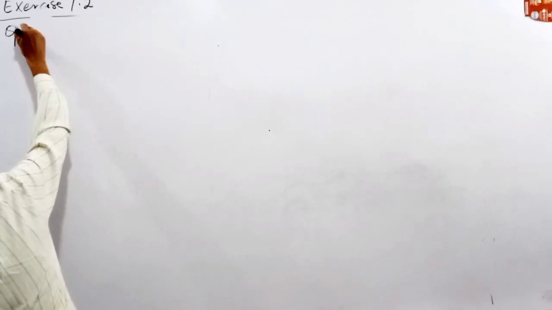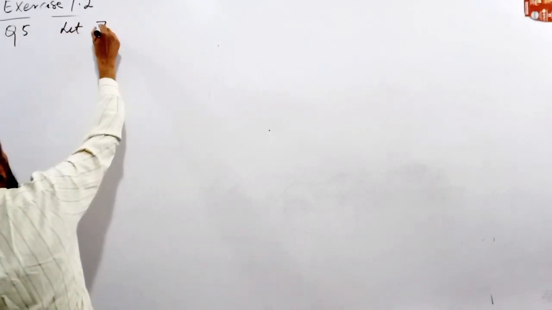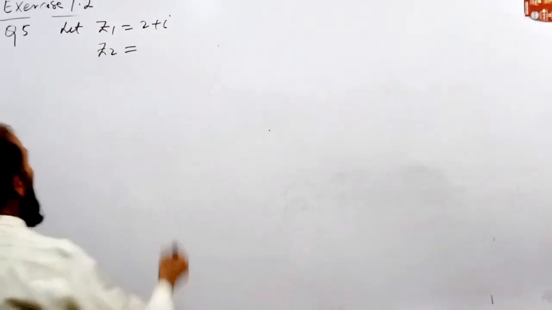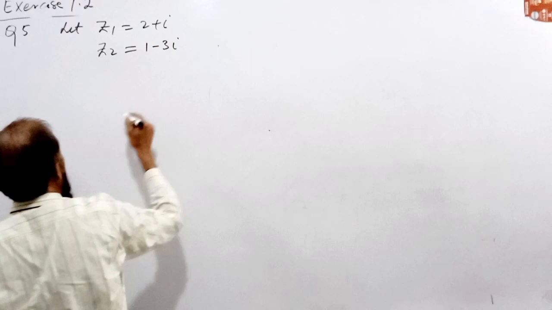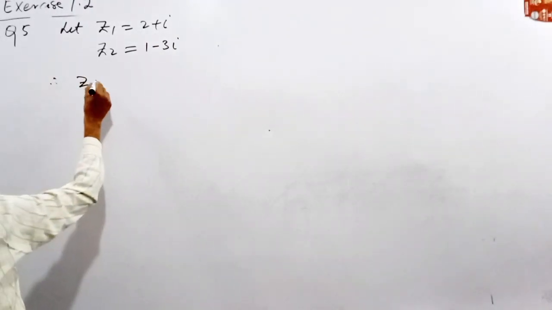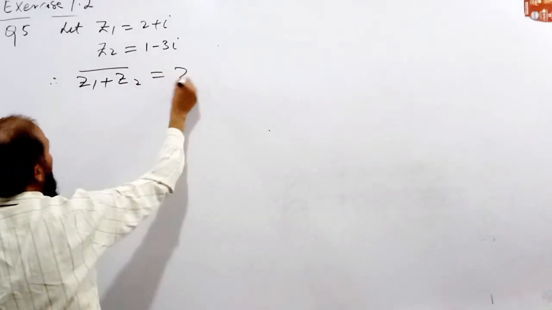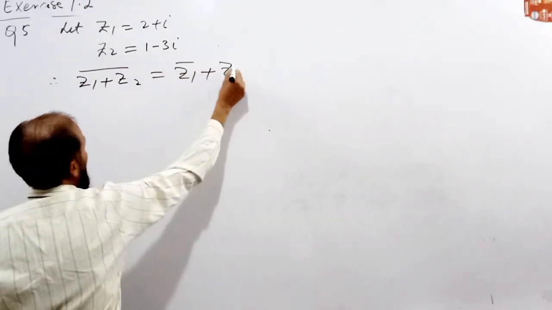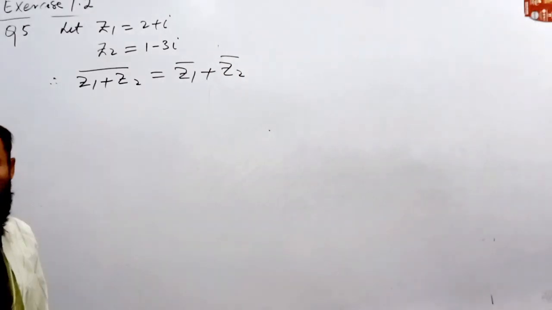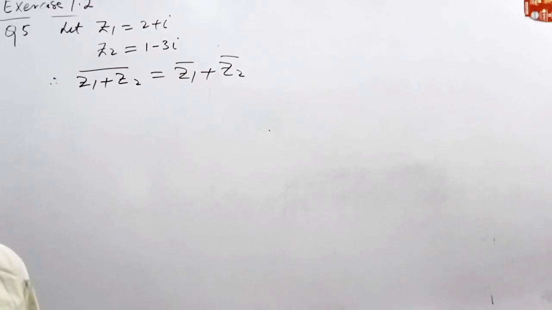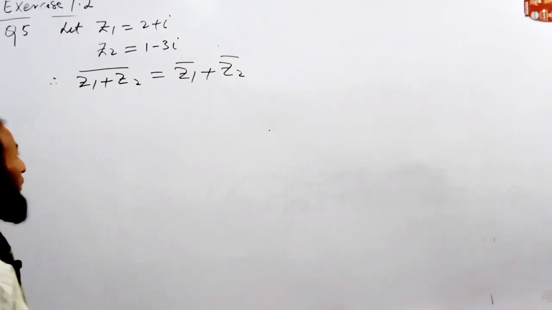Question number 5. Let z1 is equal to 2 plus iota and z2 is equal to 1 minus 3 iota. Then prove that z1 plus z2 conjugate is equal to z1 conjugate plus z2 conjugate. Two complex numbers are given. Now we try to solve this one. z1 plus z2 whole conjugate is equal to z1 conjugate plus z2 conjugate.